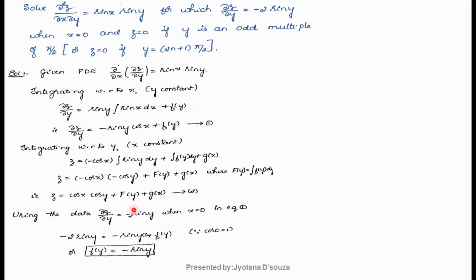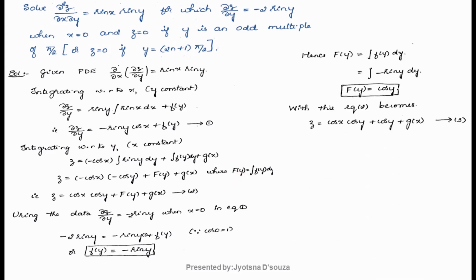But here I got small f(y). To substitute in equation 2, there is no small f(y), but instead capital F(y) is there. And I know capital F(y) is nothing but the integration of small f(y). So capital F(y) is the integration of f(y) dy. I got f(y) as -sin y, so the integration of -sin y dy is cos y. So I got the value of capital F(y). Substituting that in equation 2, we get z = cos x cos y + cos y + g(x). Call this equation 3.